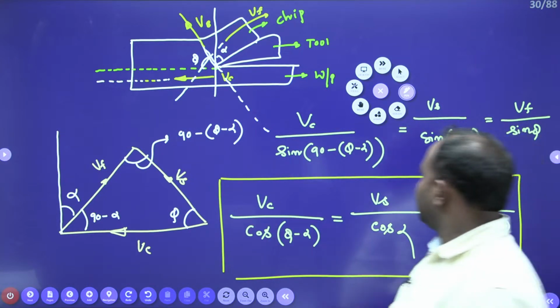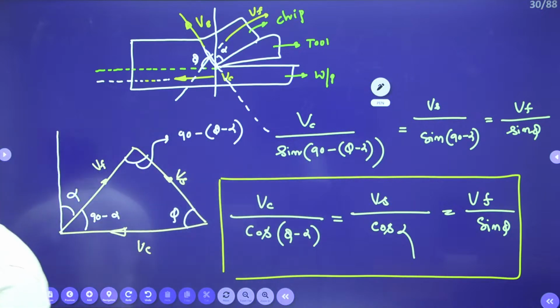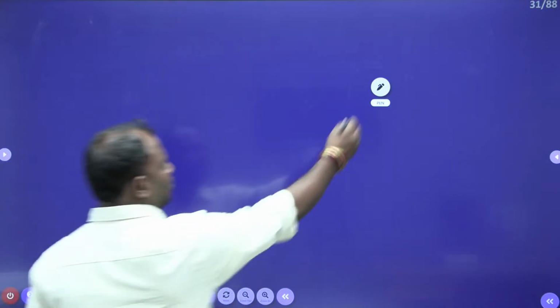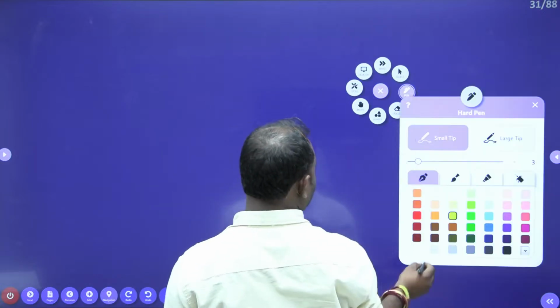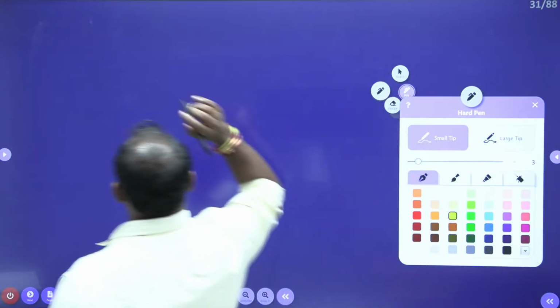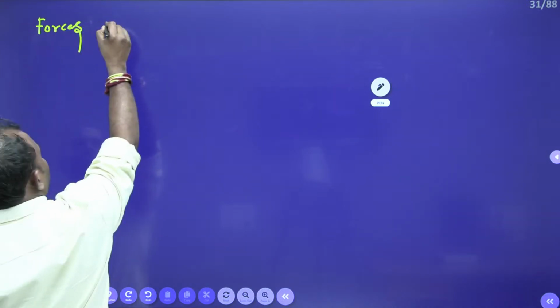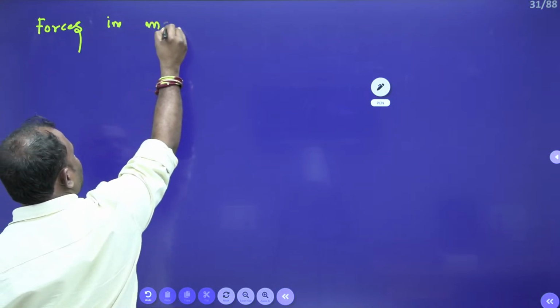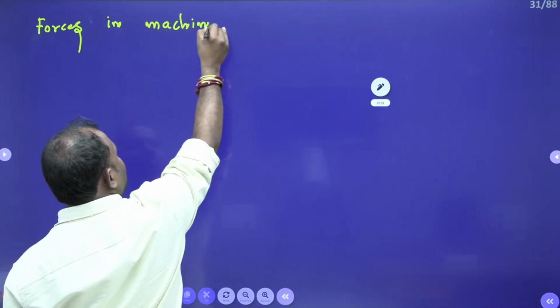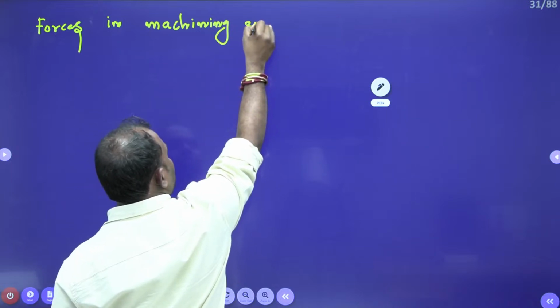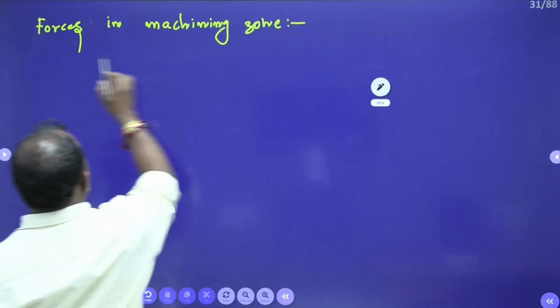Now let us go for forces in the machining zone.